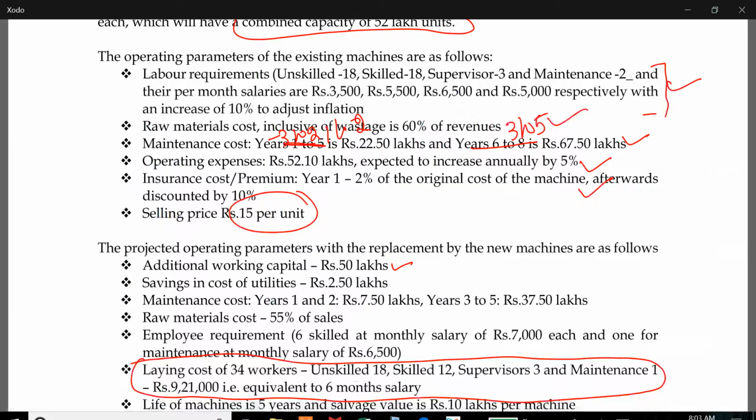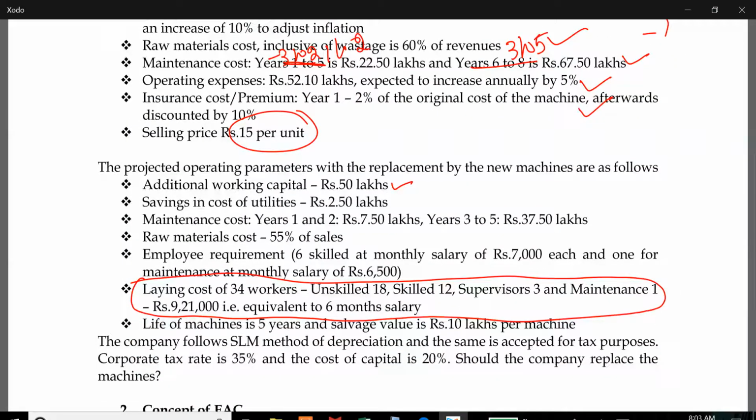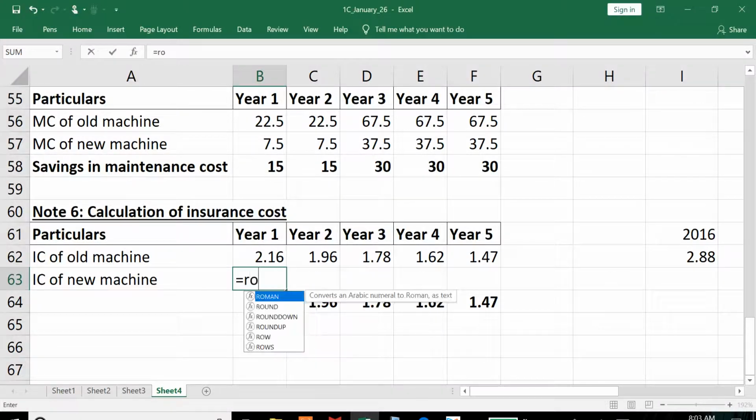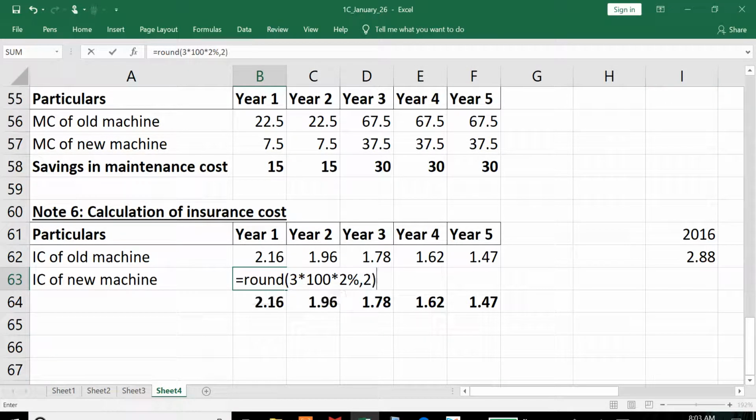When it comes to the new machine, they have not mentioned anything on the insurance, which means it's going to be the same 2%. The logic is, if nothing is mentioned on the insurance, the premium is going to be 2% of the original cost of the machine, discounted by the same. So first year is 3 machines into 100 lakhs into 2%.